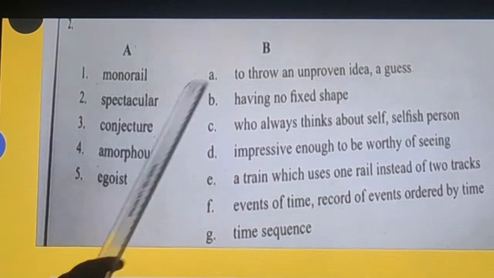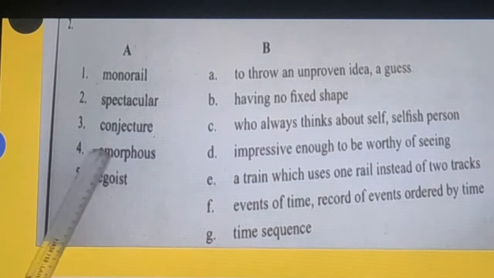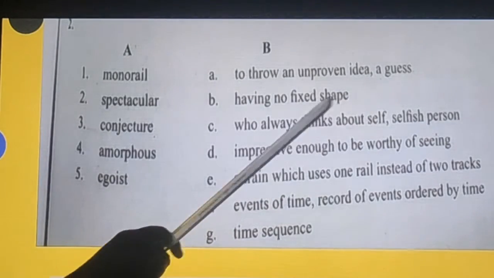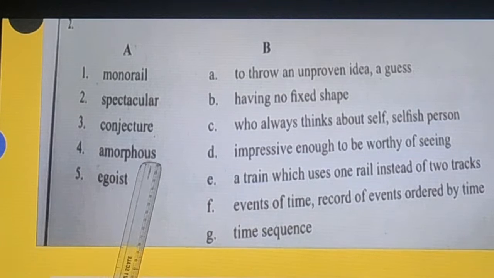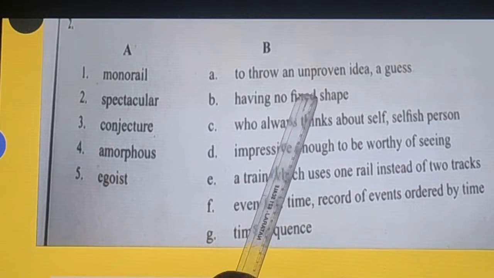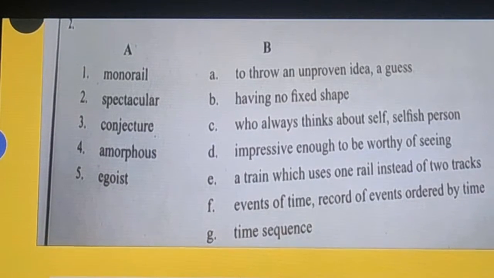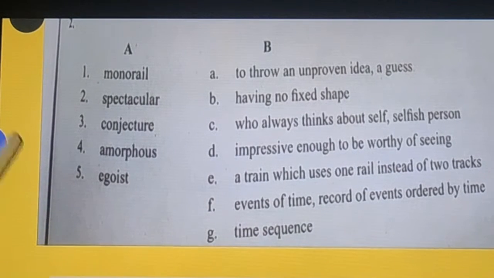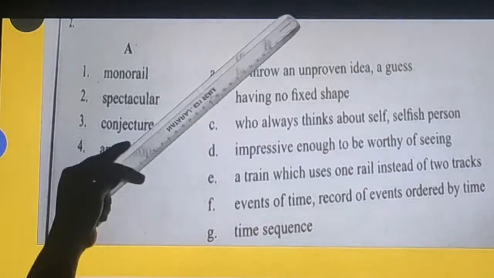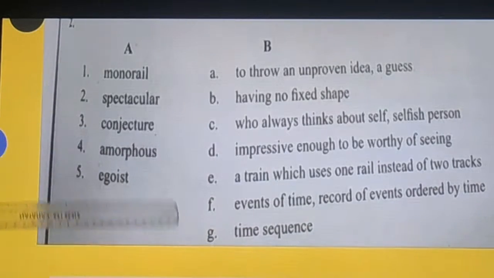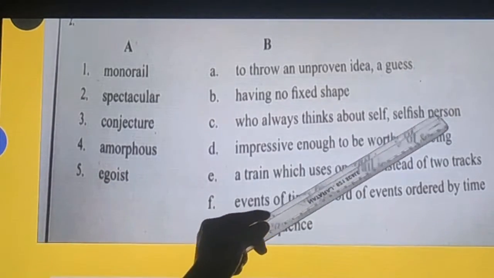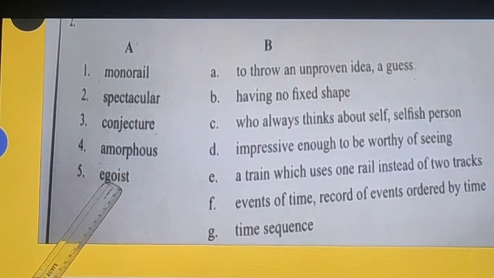That is conjecture. Amorphous. Morph means shape. But here where is that shape? Having no fixed shape. Yes, good. And fourth one, amorphous means having no fixed shape. And fifth one, egoist. Where is the egoist? Egoist means selfish. Who always thinks about self, a selfish person, we call that egoist. Okay?